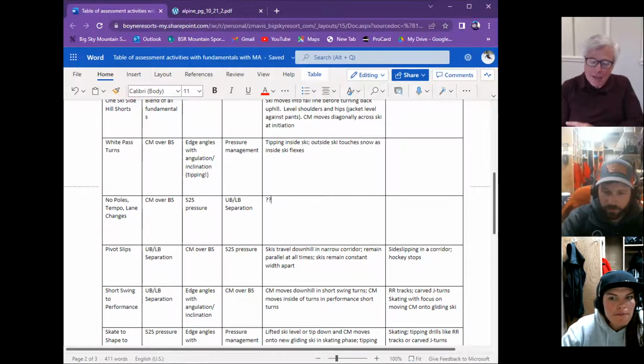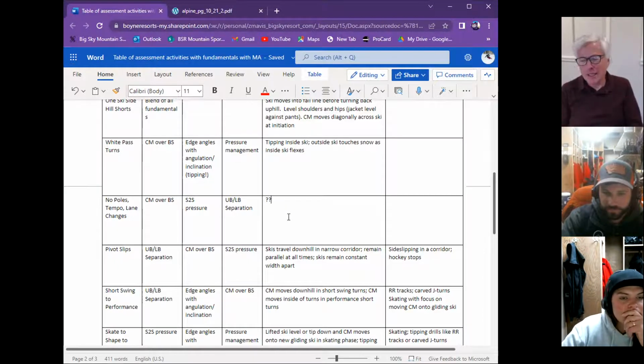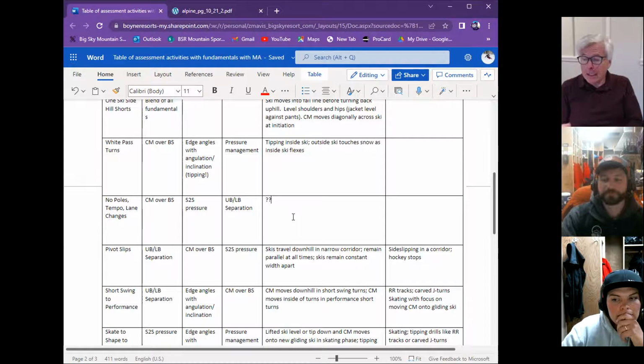It does, and this is the one you went to, the one where you can see I've got question marks. I'm not sure I really understand. Having now passed my level 2, I guess I can admit this: I'm not sure I really understand the point of lane changes. And now we're taking away poles. So let me ask the question the way I think: what would you be seeing that would cause you to choose no poles, tempo, lane changes as a way to verify or to reveal something?